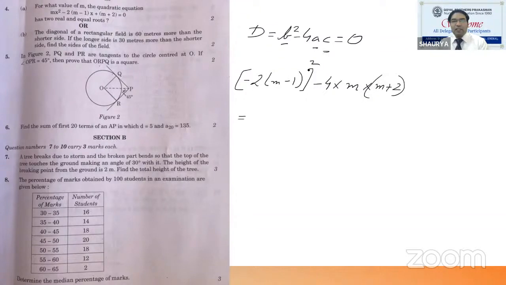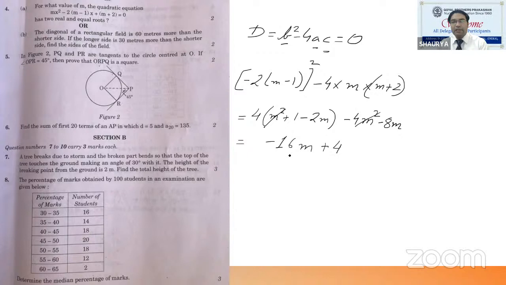So let's take the square. Minus 2 square became 4, and we are left with (m minus 1) whole square. Let's expand it as well. m square plus 1 minus 2m, and opening the bracket would give me minus 4m square and minus 8m, right? Let's open the first bracket as well. 4m square got cancelled out. Minus 8m became minus 16m, and we are left with a plus 4.